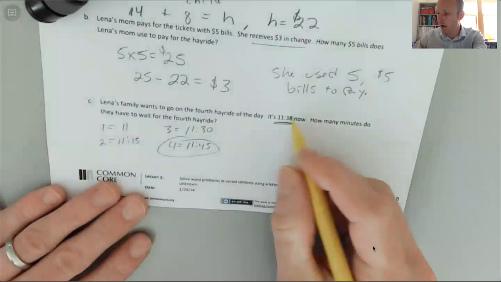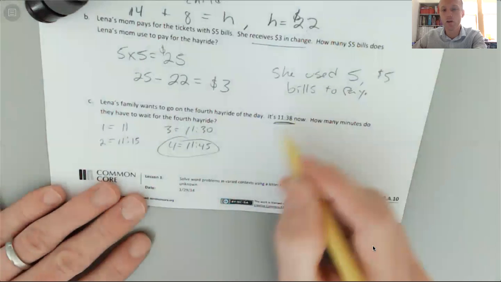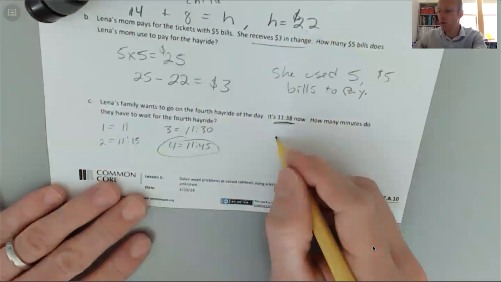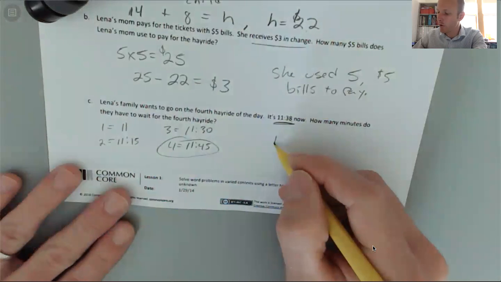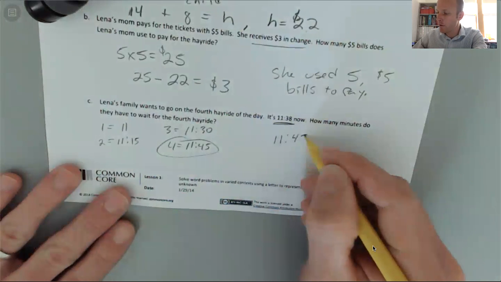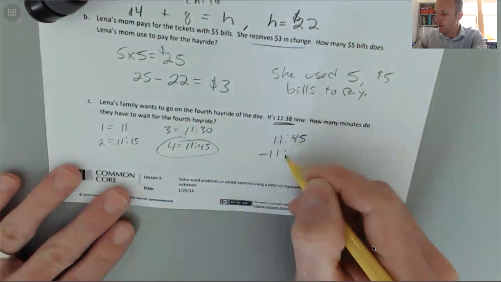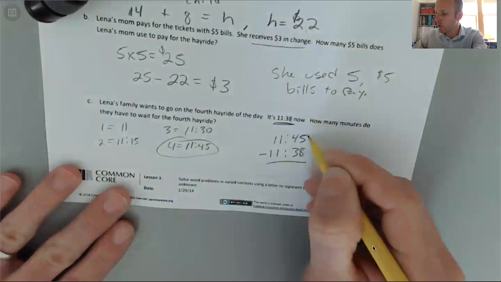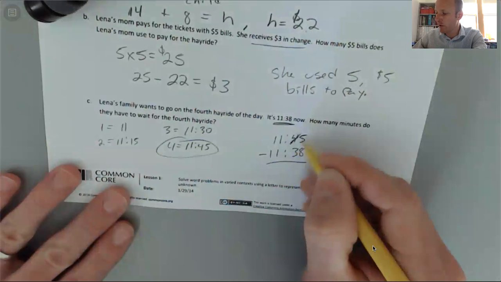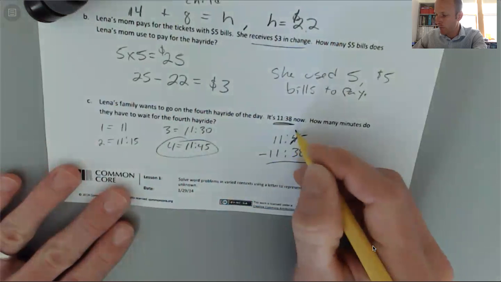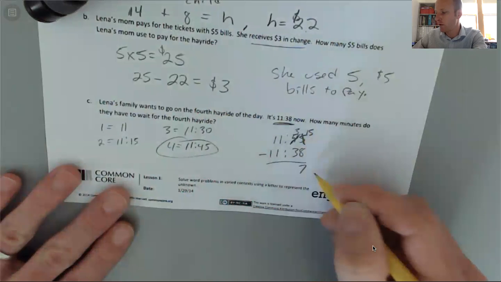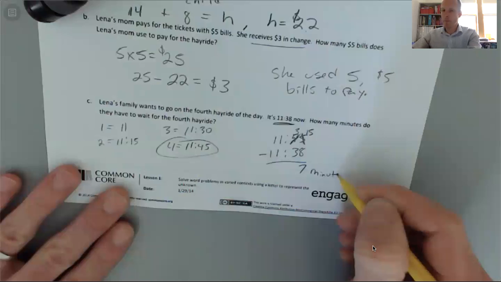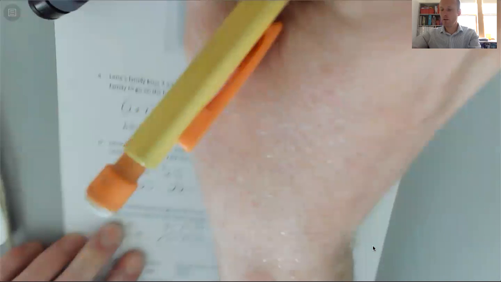So I need to figure out how long it is from 11:38 to 11:45. I'm going to subtract those 2 and figure out how much time there is between them. So 11:45 minus 11:38. I can't do 5 minus 8, so I'm going to go over here and take from the 4 to make that 3 tens and carry 10 ones over to the 5. So I end up with 7 minutes. All right.